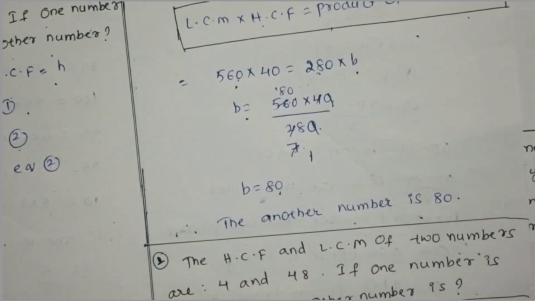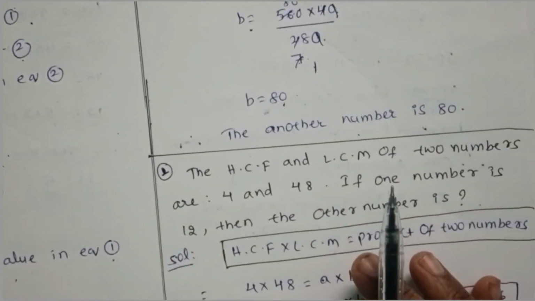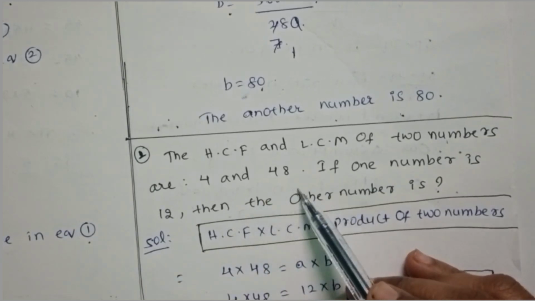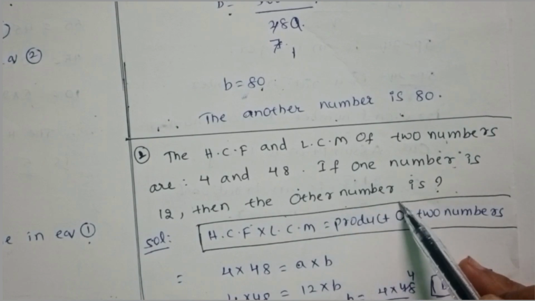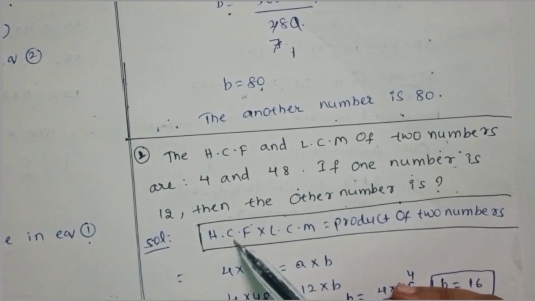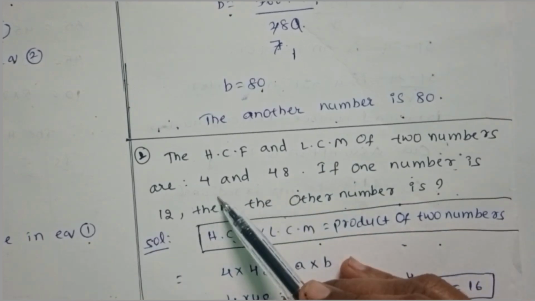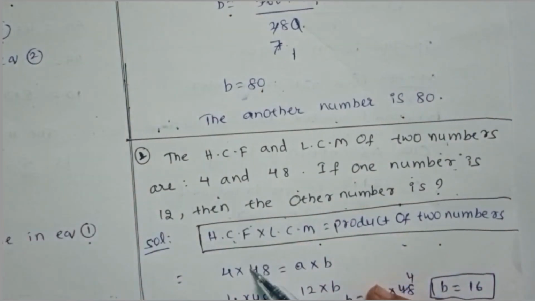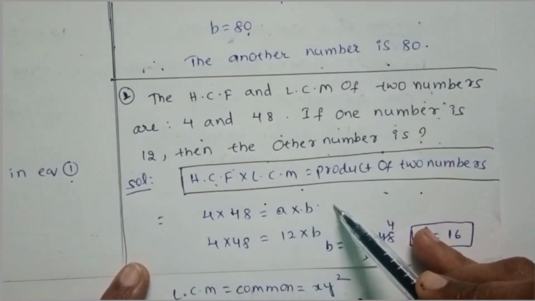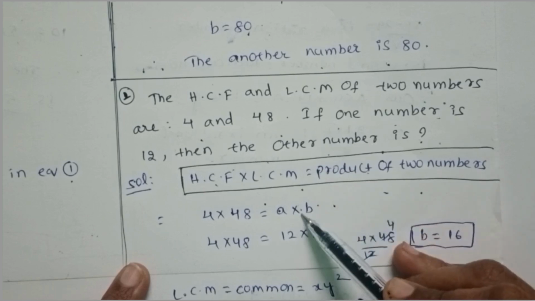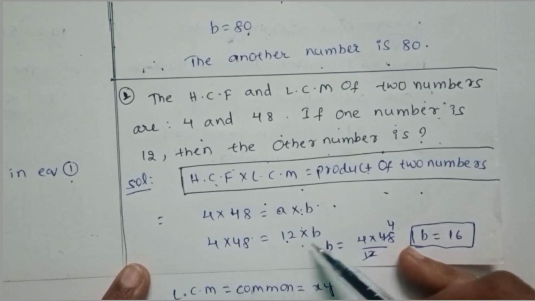Next question. The second question is: the HCF of two numbers is 4 and the LCM is 48. If one number is 12, then the other number is what? We know the formula: HCF into LCM is equal to the product of two numbers. Here HCF they gave 4 and LCM they gave 48. 4 into 48 is equal to A into B, the product of two numbers. 4 into 48 is equal to 12 into B, as we know one number is 12.